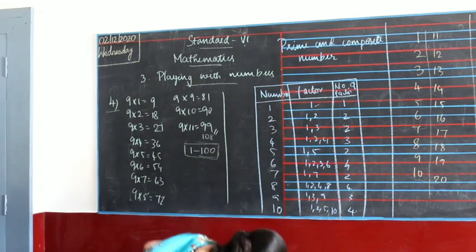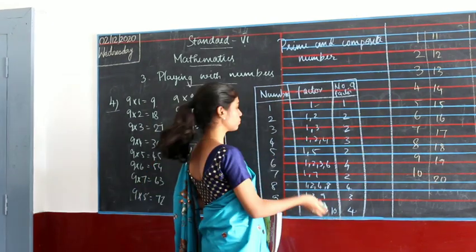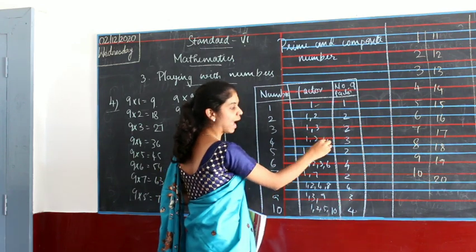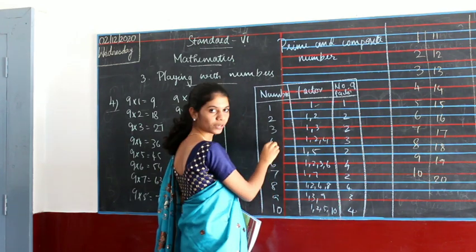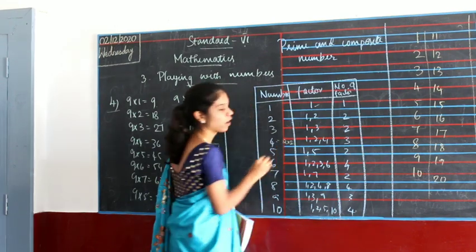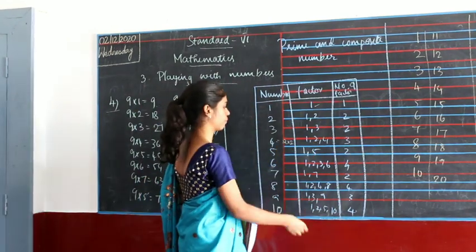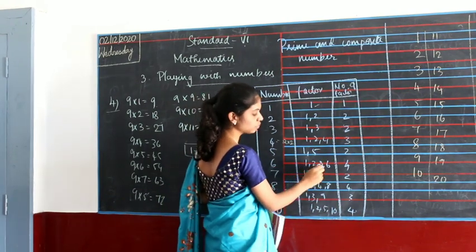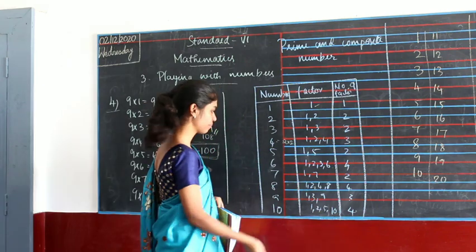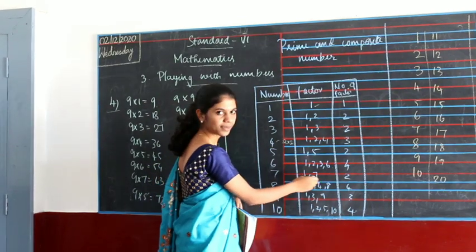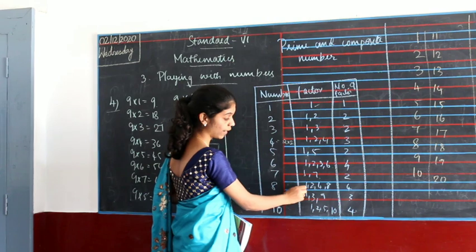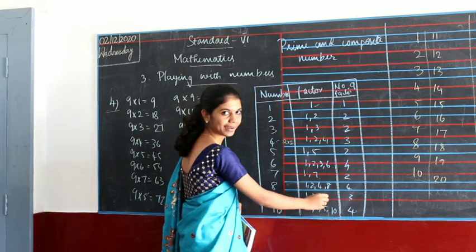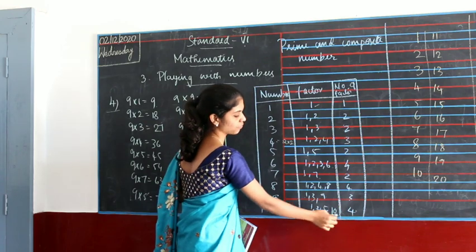For 2 it is 1 and 2. For 3 it is 1 and 3. For 4 you can write 1 and 4, and you can write 4 as 2 into 2 also, so it is 2 also. For 5 it is 1 and 5. For 6 it is 1, 2, 3 and 6, as you learned before. For 7 it's 1 and 7. For 8, 1, 2, 4 and 8. For 9, 1, 3 and 9. And for 10, 1, 2, 5 and 10.